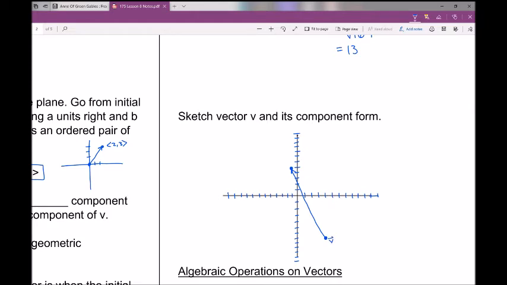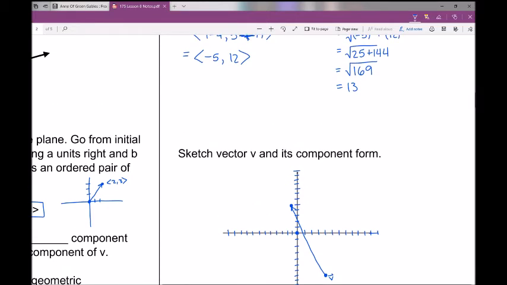Okay? Now what we want to do is graph the component form of vector v. So we know that the initial point has to be at 0, 0, and the terminal point will be the point listed in the triangular brackets. So we get -5, 12. So we go to the left 5 and we go up 12.